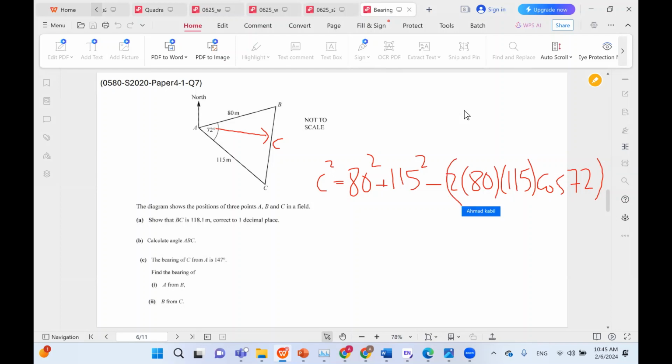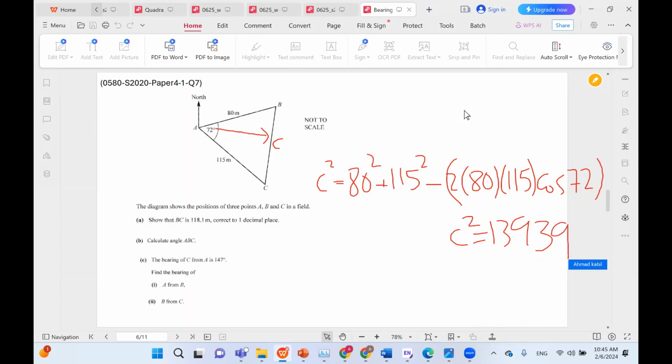A lot of people make mistakes because they don't include brackets like this here. So you must include these brackets in the calculator so that the calculator understands the expression correctly. And then we do 80 squared plus 115 squared minus, open brackets, 2 times 80 times 115 times cosine 72. The answer we get is c squared equals 13939.08, but that doesn't really matter.